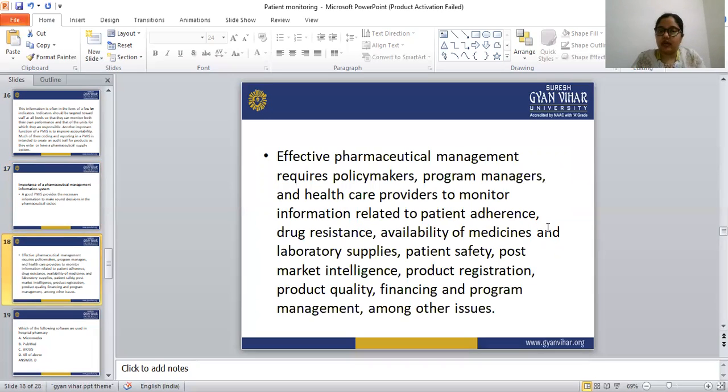Effective pharmaceutical management requires policymakers, program managers, and healthcare providers to monitor information related to patient adherence, drug resistance, availability of medicines and laboratory supplies, patient safety, post-market intelligence, product registration, product quality, financing, and program management, among other issues. So these are all about the pharmaceutical information system, that is PIS, and the patient monitoring system.